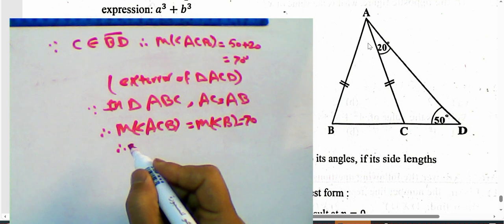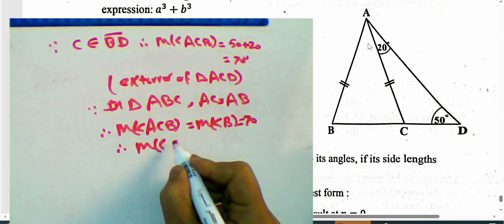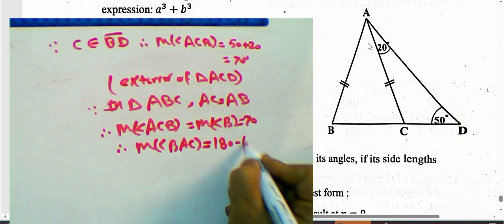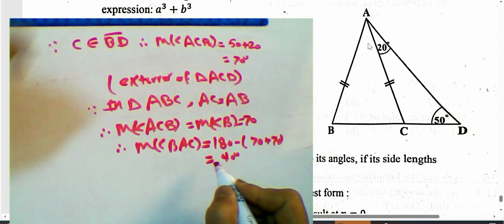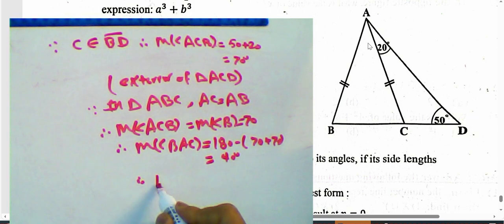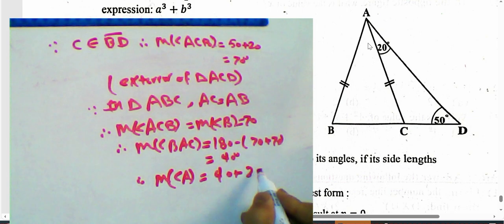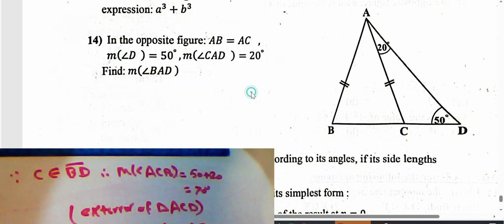We know the sum of interior angles in a triangle equals 180. Then the measure of angle BAC equals 180 subtract 70 plus 70 here. Then the result will be 40 degrees. This angle will be 40 degrees. So the measure of angle A equals, we can write, 40 plus 20 equals 60 degrees. We can combine together here to find the answer. Okay, 40 plus 20 equals 60 degrees.